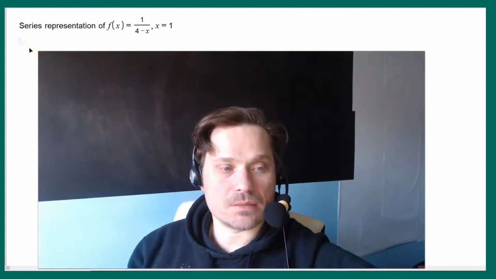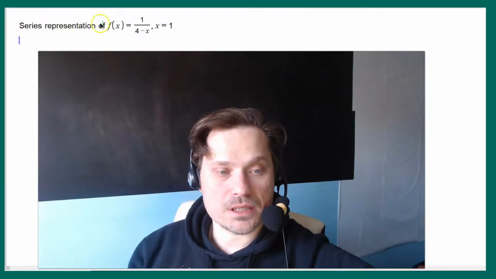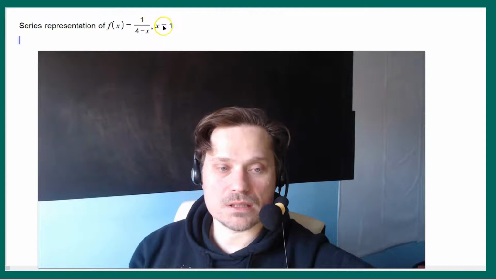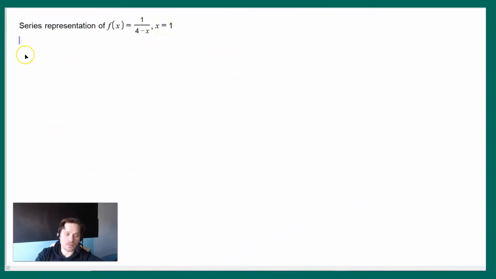Hi friends, in this one I'm going to show you how to build up a series representation of f of x equals 1 over 4 minus x at x equals positive 1. So we're going to write this as f of x is equal to first 1 over 4 minus x. Now, because this 1 is a shift of 1 unit to the right, what you need to do is transform the expression to express that fact.